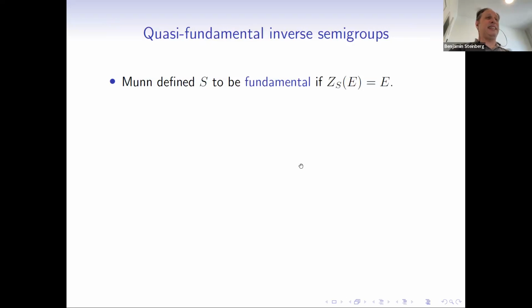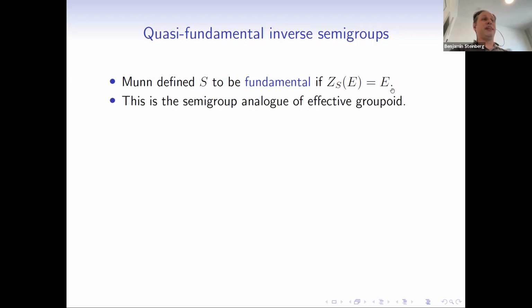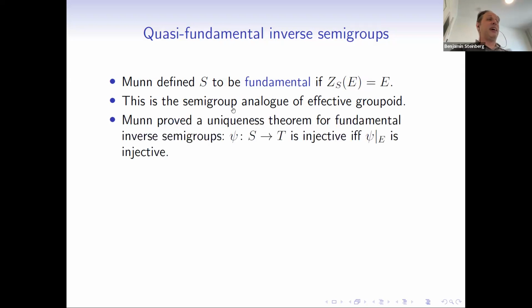Okay, the other definition I need, which corresponds to topological freeness, is what we call quasi-fundamental. This is for the semigroup people in the audience, because I know there are some. Back in the 70s, Munn defined an inverse semigroup to be fundamental if the centralizer of the idempotents is the idempotents. This is the semigroup version of being an effective groupoid. The interior of the isotropy is exactly the centralizer of the idempotents in the inverse semigroup associated to a groupoid. So this fundamental condition is exactly the effective condition in the language of semigroups. And Munn proved the uniqueness theorem that you would expect for groupoid algebras in the inverse semigroup language. He proved that for fundamental inverse semigroups, a homomorphism is injective if and only if it's injective when you restrict it to the idempotents.